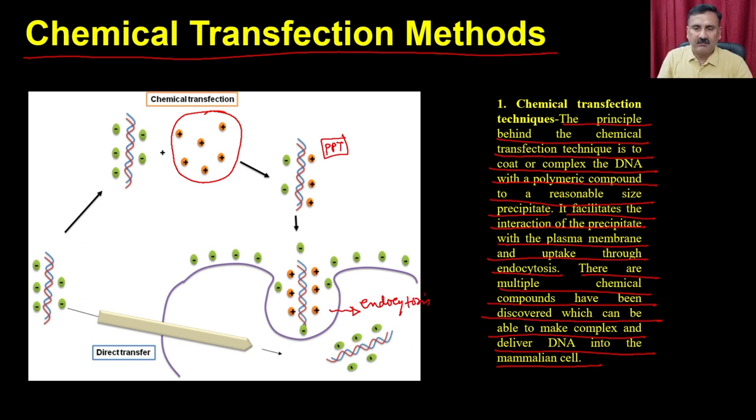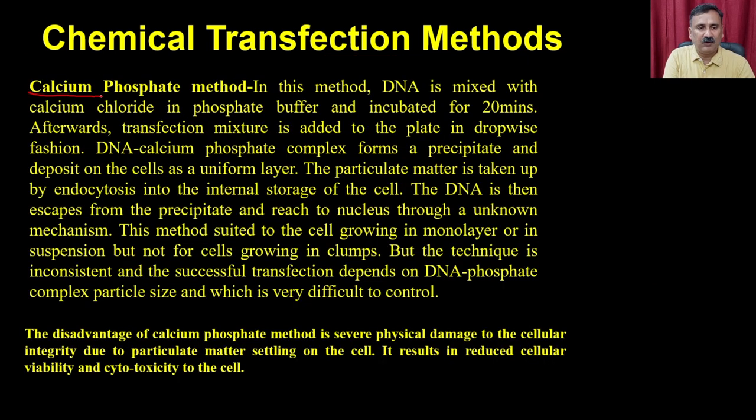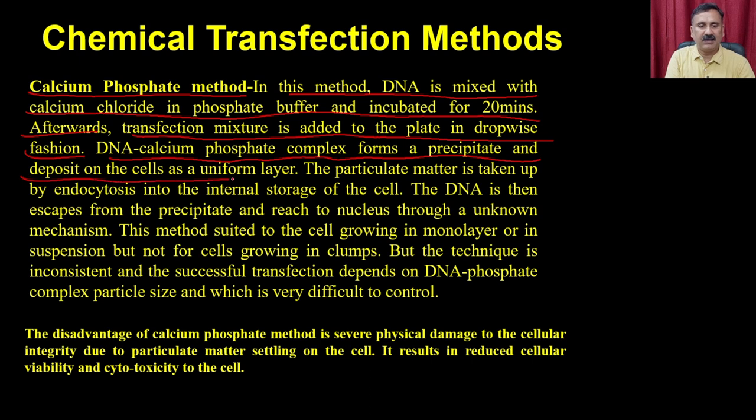There are many methods, many chemicals that you can use. One of the popular methods is the calcium phosphate method. In this method, the DNA is mixed with calcium chloride in a phosphate buffer and incubated for 20 minutes. Afterwards, the transfection mixture is added to the plate in a dropwise fashion. The DNA calcium phosphate complex forms a precipitate and is deposited on the cell in a uniform layer. The particulate matter is taken up by endocytosis into the internal storage of the cell. The DNA then escapes from the precipitate and reaches the nucleus through an unknown mechanism.